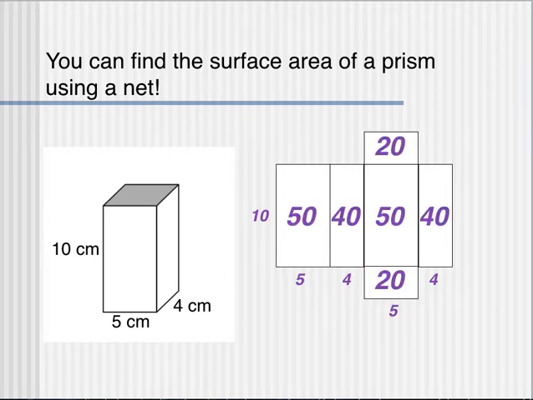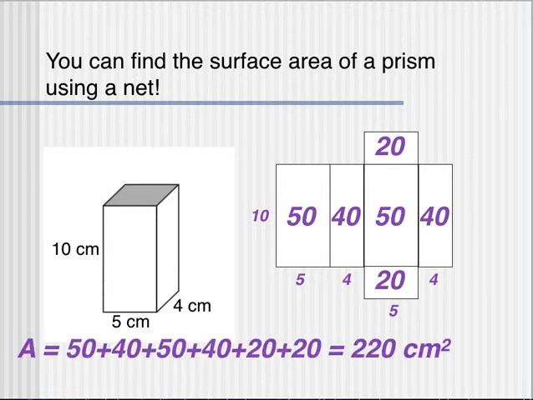So what I want you to do is inside each rectangle, write down the area you calculated for each one. The 5 times 10 got you 50, the 4 times 10 got you 40, the 5 times 4 got you 20, so on. So to find the total surface area of the prism, I would just add up the area of all those surfaces. And the total surface area is 220 square centimeters. Notice how because it's surface area, the units are squared, as they always are with area.